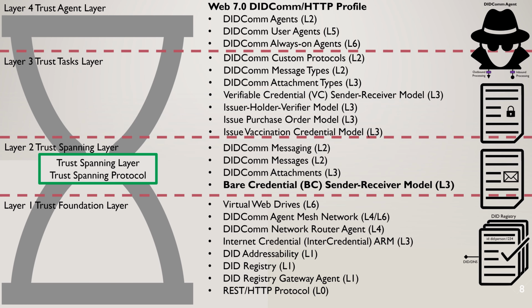Here, when we look at the Web 7.0 Trust Spanning Layer framework, where do bare credentials live? Bare credentials live in layer 2, the trust spanning layer. They are as basic a concept as possible, as generic a concept as possible as DIDComm messages and DIDComm messaging itself. And so it belongs in the thin part, the neck, if you will, of the hourglass model.